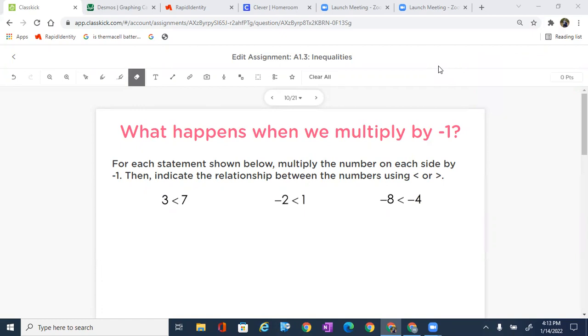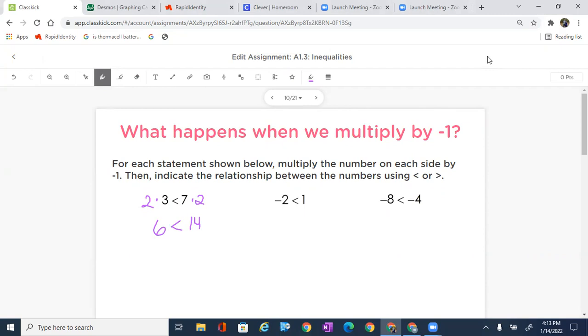So let's look at 3 is less than 7. Let's just multiply by a positive real quick. Let's multiply 3 by 2. And in algebra, we always learn that if you do something to one side of the equation, to keep everything balanced, you've got to do it to the other side. So let's multiply by 2 as well. So 2 times 3 is 6, and 6 is less than 14. Is that a true statement? By God, it is a true statement.